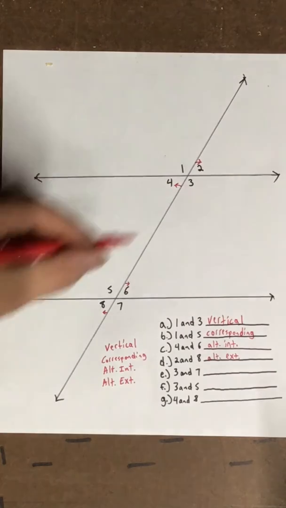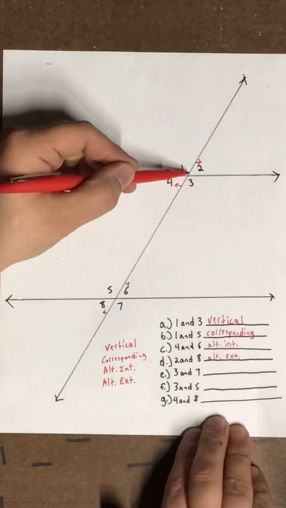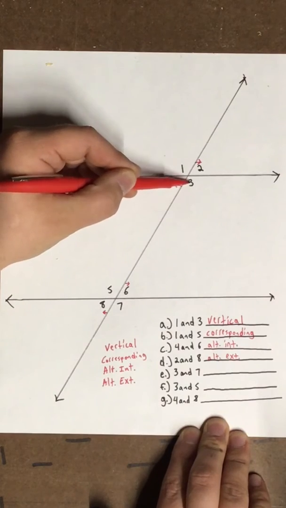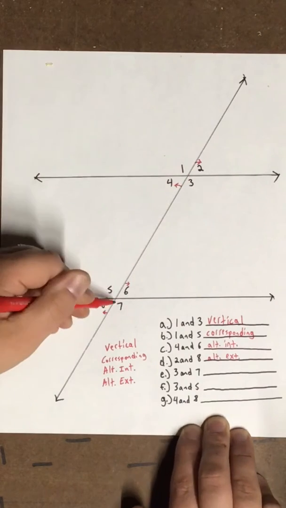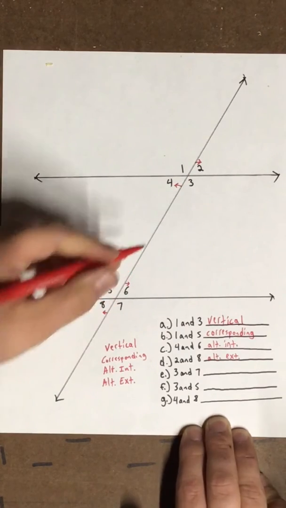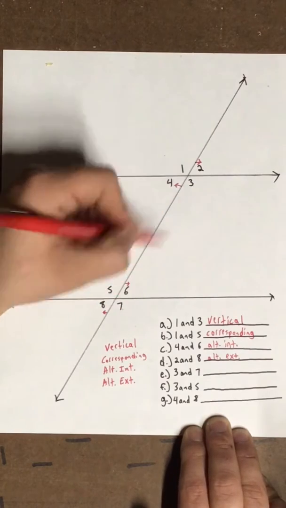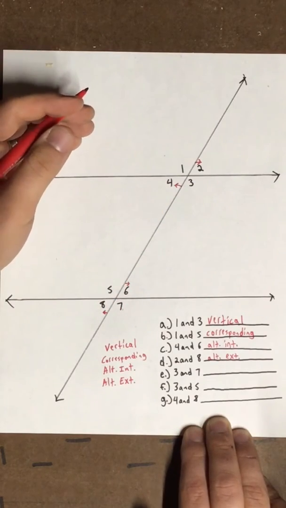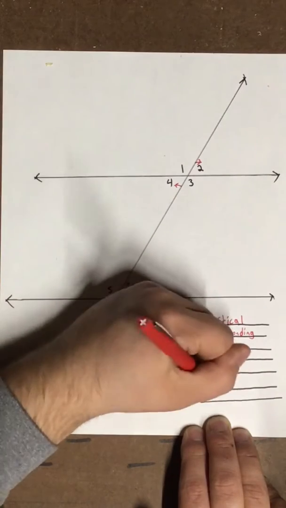3 and 7 are both in the same place. 3 is in kind of the bottom of these numbers and to the right. 7 is in the bottom of these and to the right. So because these are both in the same location, they're both the same obtuse angle, I can call these corresponding.